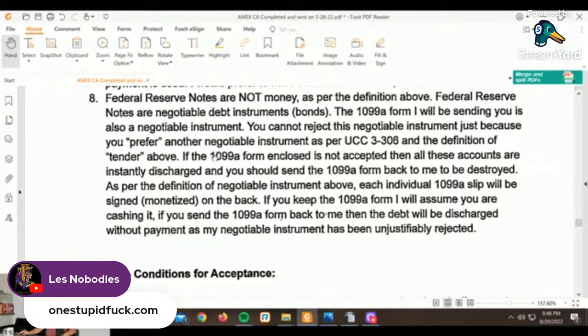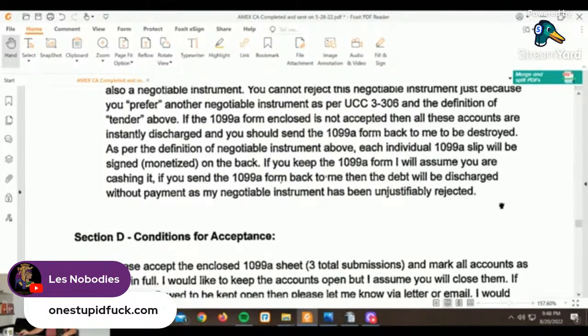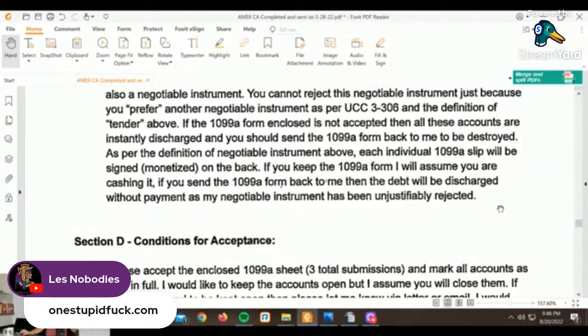Definition number 2. If the 1099-A form enclosed is not accepted, then all these accounts are instantly discharged, and you should send the 1099-A form back to me to be destroyed. As per the definition of negotiable instrument above, each 1099-A slip will be signed, monetized on the back. If you keep the 1099-A form, I will assume you are cashing it. If you send the 1099-A form back to me, then the debt will be discharged without payment as my negotiable instrument has been unjustifiably rejected as per UCC 3-306 we went over before.